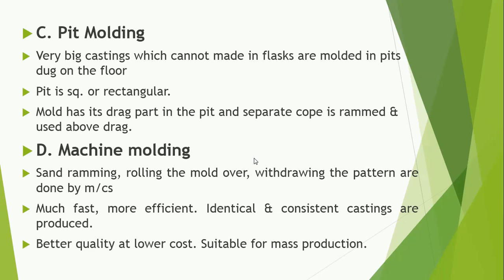Machine molding means sand ramming, rolling of the mold over, meaning turning the mold upside down. Sand ramming means application of pressure on the molding sand, and withdrawing the pattern. All those things are done by the machine. This is much faster, more efficient, and identical and consistent castings we can produce by machine molding. Better quality at lower cost, but it is suitable for mass production as we are investing money to purchase the machines. That's why it is only suitable for mass production.